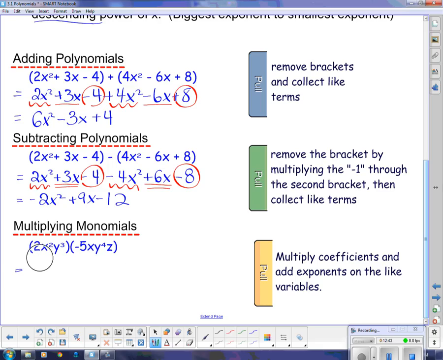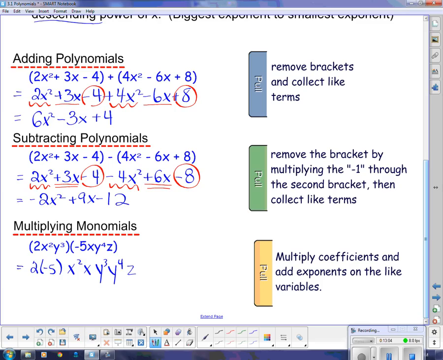And they're just all multiplied together. And order of operations tells me I can multiply in any order I want. So this is the order I want. I want to multiply 2 and negative 5 together. Then I want to multiply x squared and x together. Then I want to multiply y cubed and y to the fourth together. And then that z has nothing to go with it.